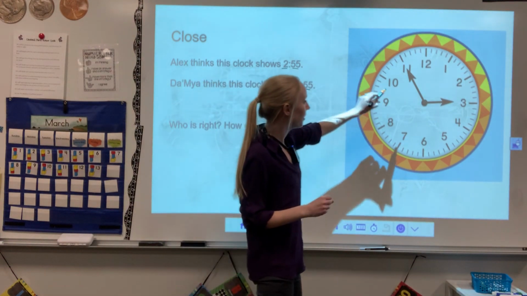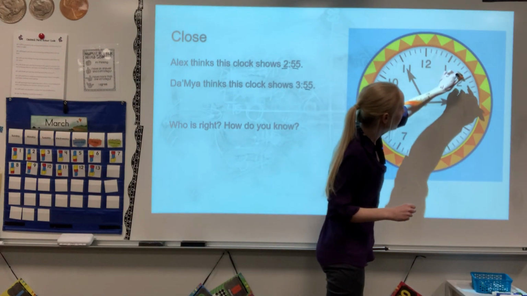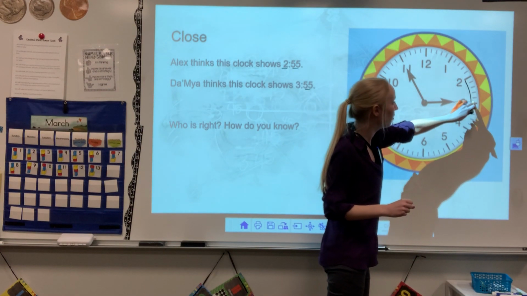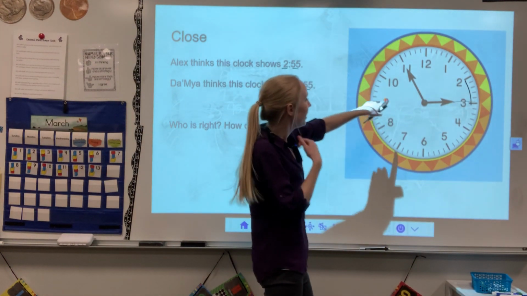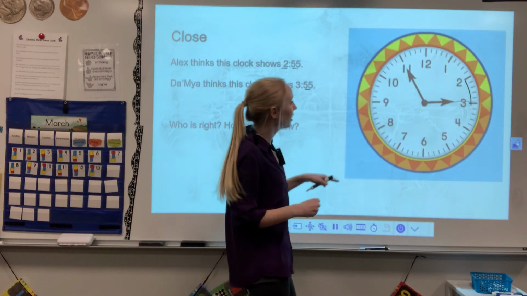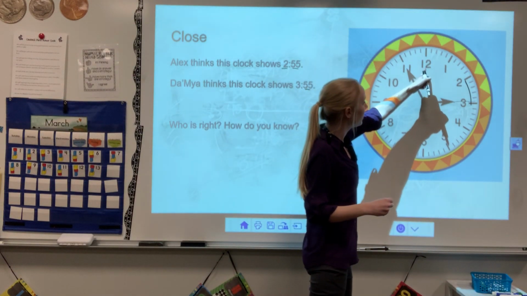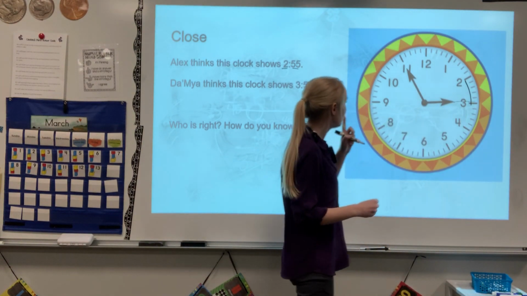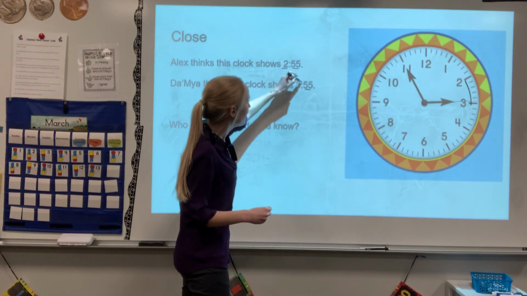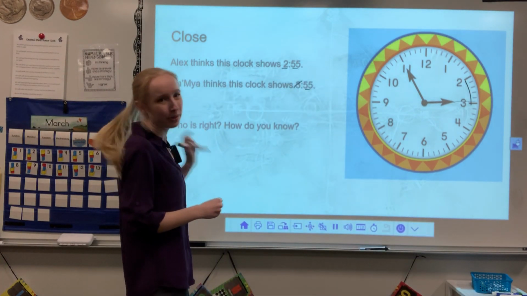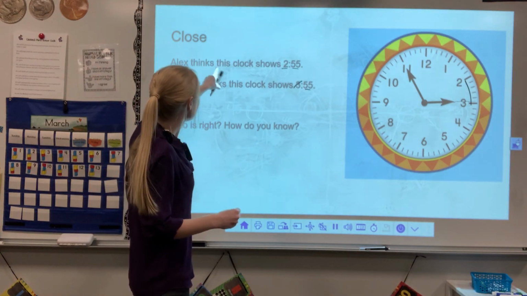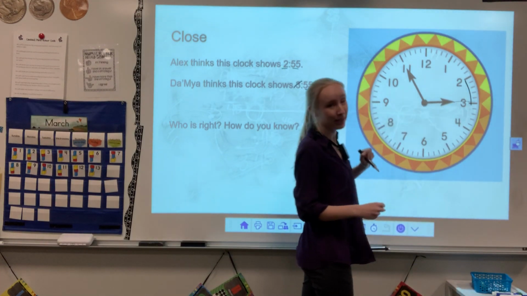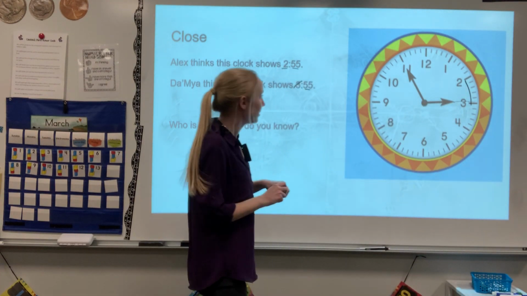Okay, so let's look at our clock. So I know that the hour hand is not quite on the 3. It's almost on the 3, but not quite. And I know from practicing with the clock before that if I keep moving this minute hand, the hour hand is going to move down a little bit. Okay, so I'm thinking it's not quite on the 3, so I don't think it could be 3:55. I don't think Damaya is correct. So Alex thinks it is 2:55. I agree with him because the hour hand is not quite on the 3 yet. So I believe that Alex is correct.